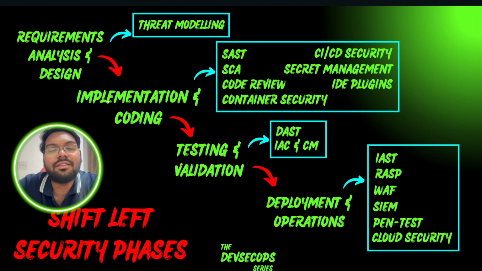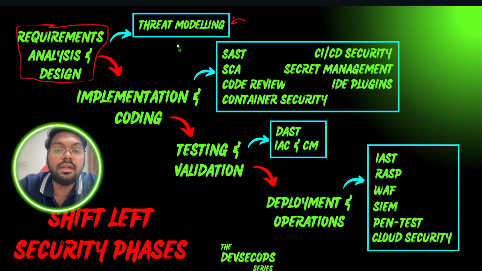Now, what are the different things that we can do in order to shift left our security in this SDLC? In the requirements analysis and design phase, we can implement something called threat modeling. What does it mean? What is threat modeling, what is STRIDE, what is PASTA, what is DREAD. These terminologies associated with threat modeling we will be discussing in our further topics. Today we will just discuss what things we can apply in which phases.